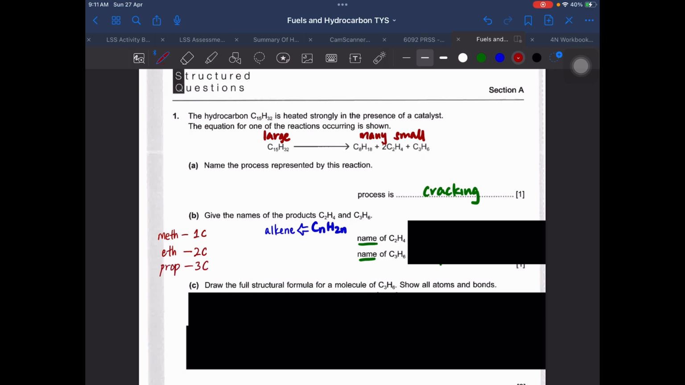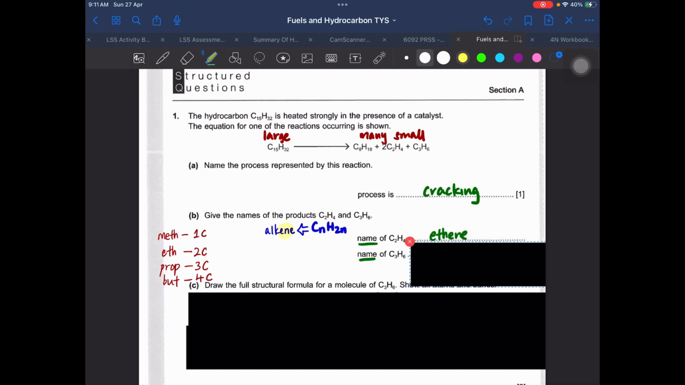And of course, if it's 4 carbon, we start with "but". This will affect how we actually name the chemical. So if it's 2 carbon here, it will start with "eth". Now, what does it end with? Because it's an alkene, the name ends with "ene". So that's why the first one is called ethene.